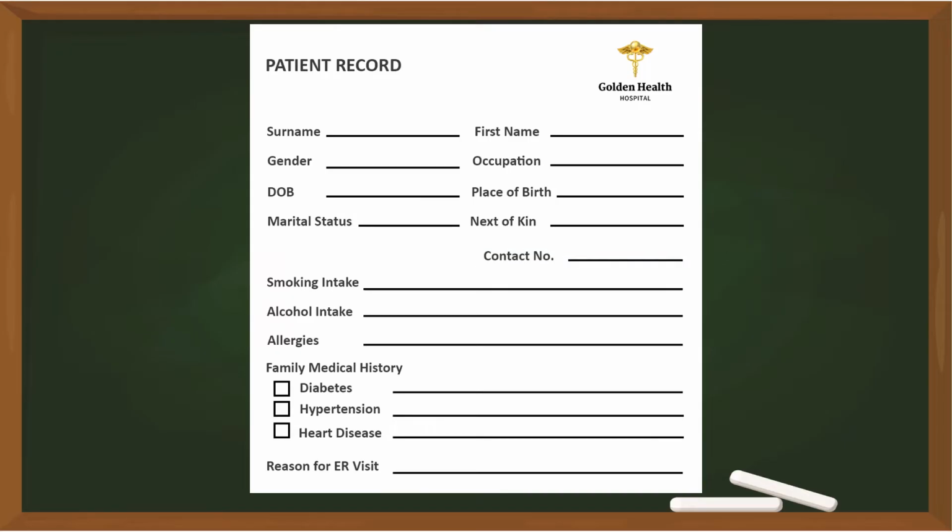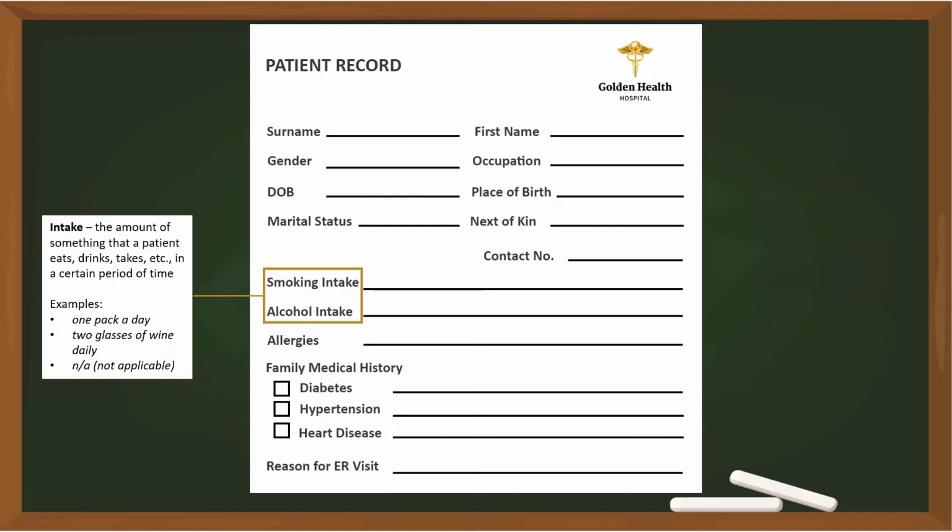We may ask patients about their smoking and alcohol intake as well. Intake is the amount of something that a patient eats, drinks, takes, etc., in a certain period of time. Examples of entries for smoking and alcohol intake are 1 pack a day, 2 glasses of wine daily, or NA, which stands for not applicable. We write down NA if the patient does not smoke or drink.